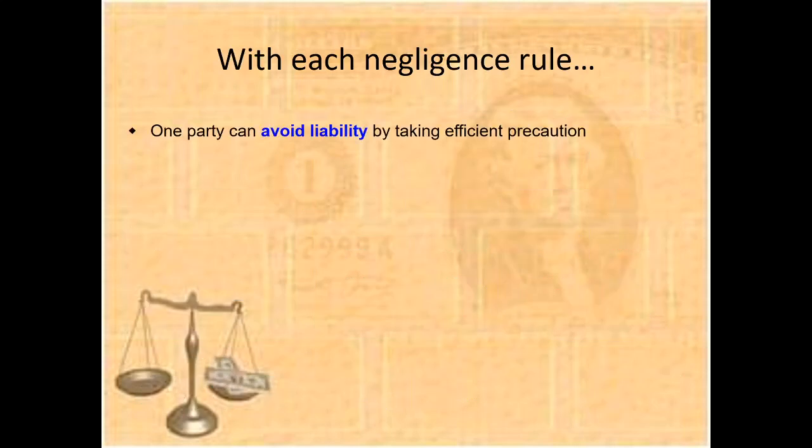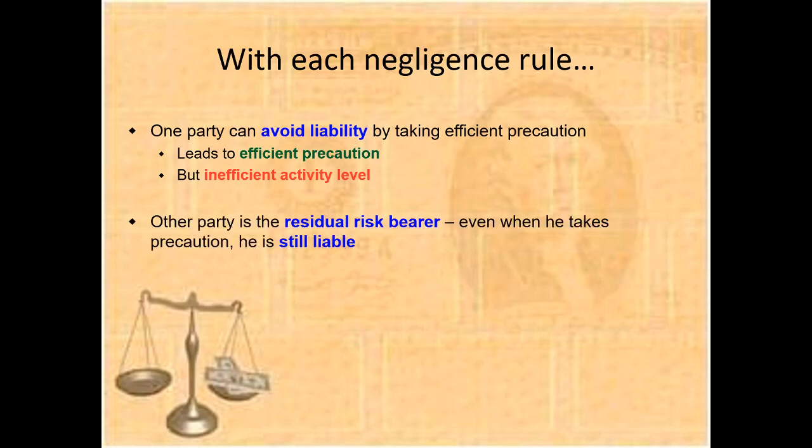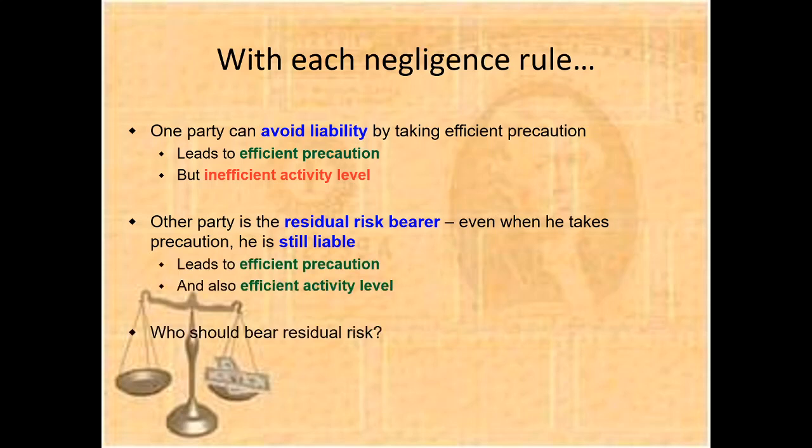With each negligence rule, one party can avoid liability by taking efficient precaution. This leads to efficient precaution, but inefficient activity level, since otherwise the other party is the residual risk bearer. Even when he or she takes precaution, he or she is still liable. This leads to efficient precaution and also efficient activity level.